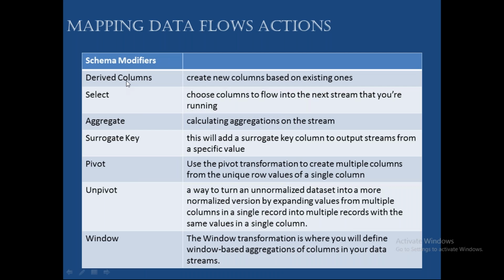Next, mapping data flow actions. Derived columns we have used in multiple places. Select we have used in multiple cases. Aggregate we have finished. Okay, today we are going to talk about window, and surrogate key is also very important with respect to the data warehousing concept. We are also going to talk about pivot and unpivot. Very rarely will people use them, but we will discuss those things also. Only in very rare cases will we go for pivot and unpivot, based on our source data, but I will just give you some idea how to use pivot and unpivot.